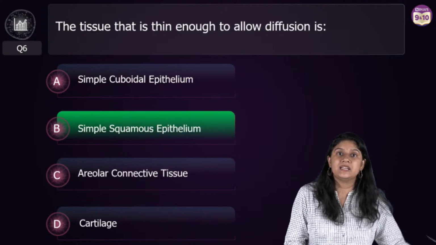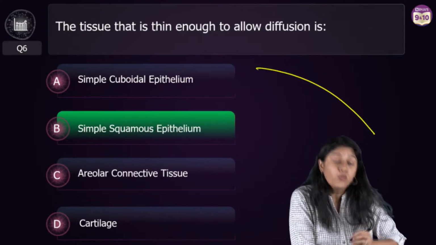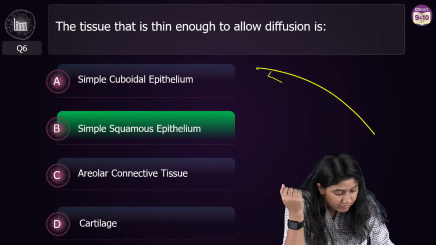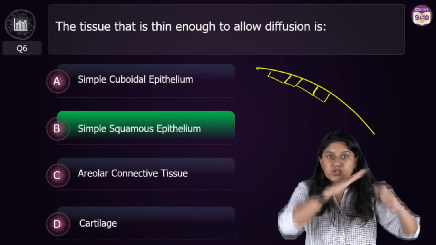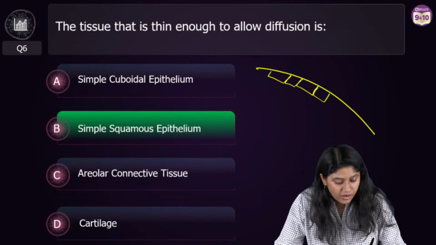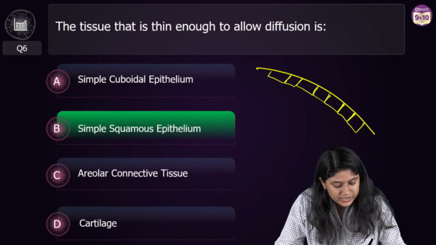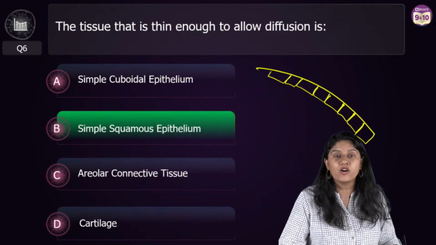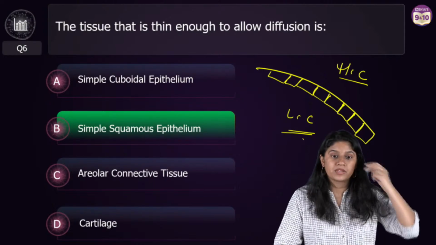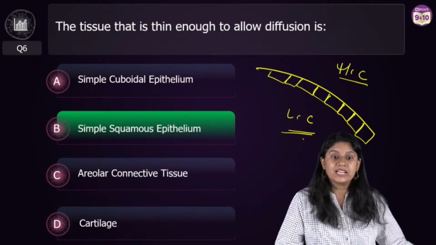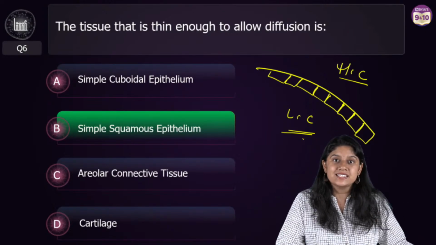Simple squamous epithelium. So, we know that for diffusion to happen, we need very, very small cells, and that too not in layers. We just need a single layer of the cells that allow the easy movement of the molecules in and out, from the higher concentration to the lower concentration. Very good. Everyone, are we clear with this?